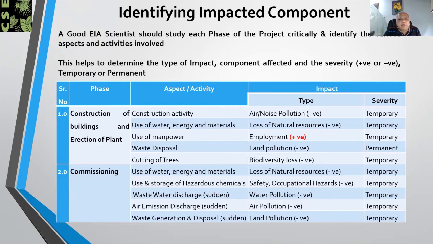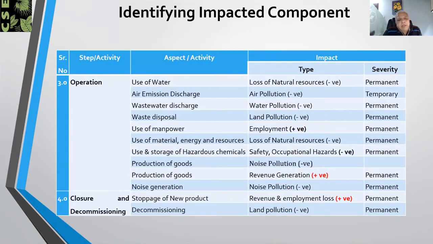For example, for a greenfield manufacturing unit which is to be established outside an industrial area, the impacts based on the various activities have been identified in the table below. If you see, we have four principal phases of the project, namely construction of buildings and erection of plant, second is commissioning, third is operation, and fourth is closure and decommissioning.